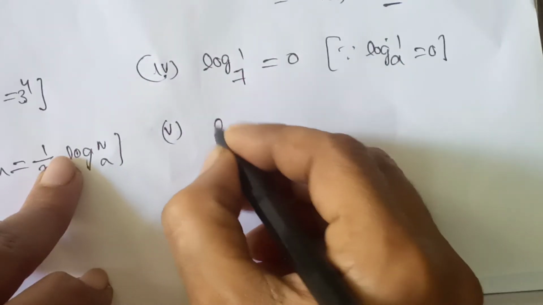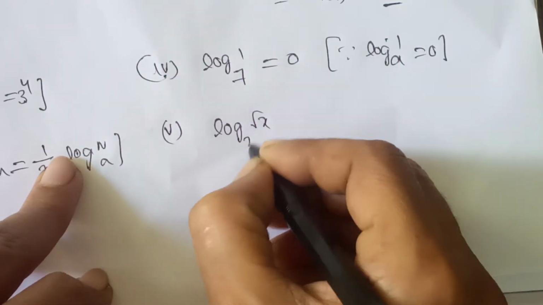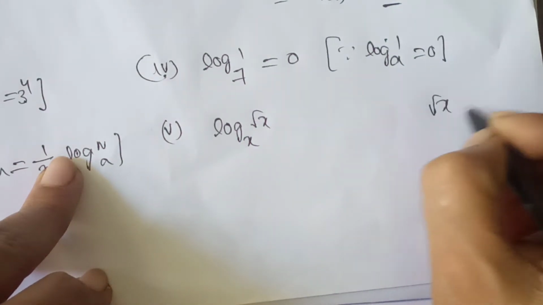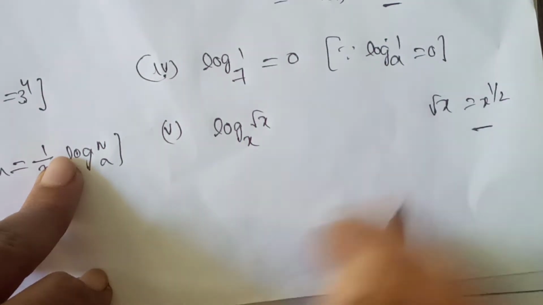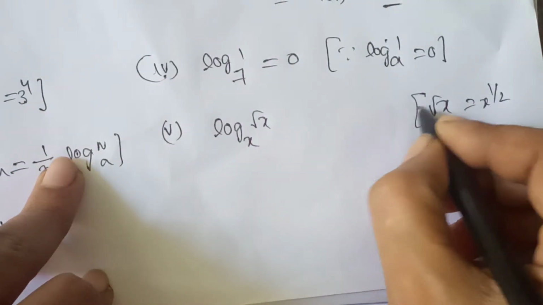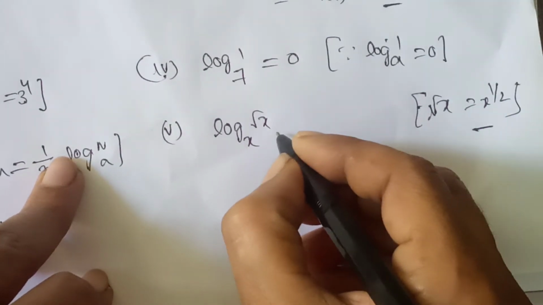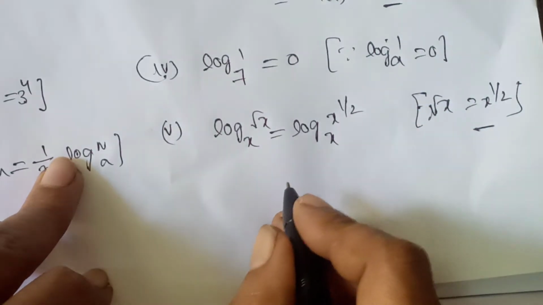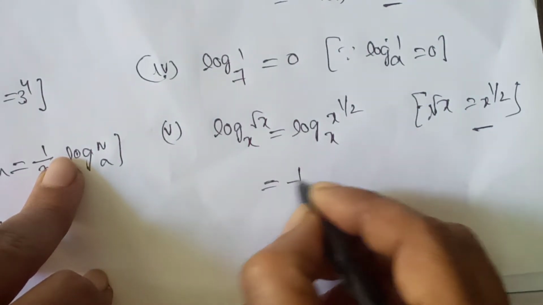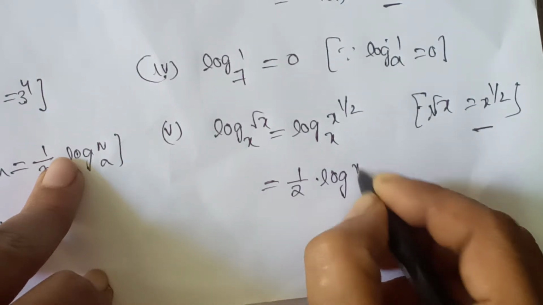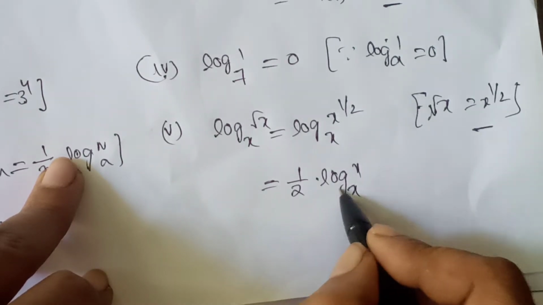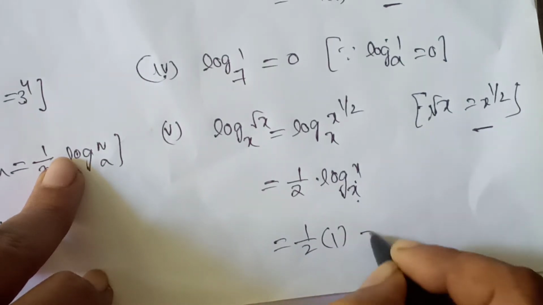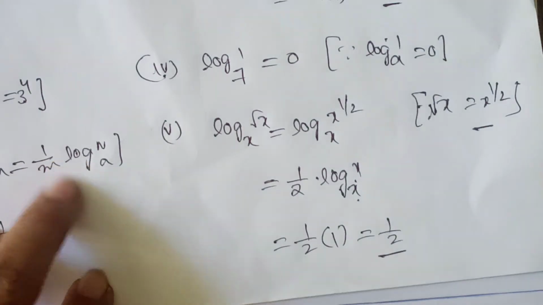Fifth problem, log root x base x. Root x means x power 1 by 2. So that is equal to log x power 1 by 2 base x, which equals 1 by 2 into log x base x. What is the value of log x base x? That equals 1. So 1 by 2 into 1 is equal to 1 by 2. Okay, next.